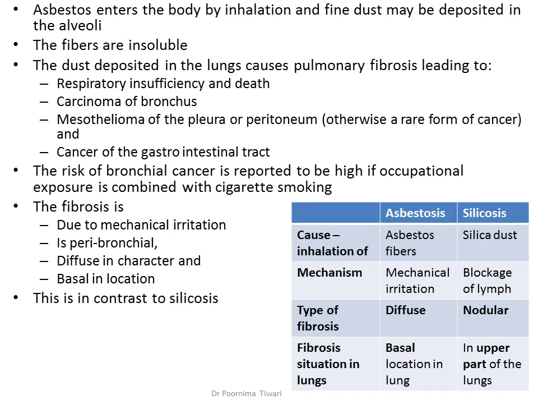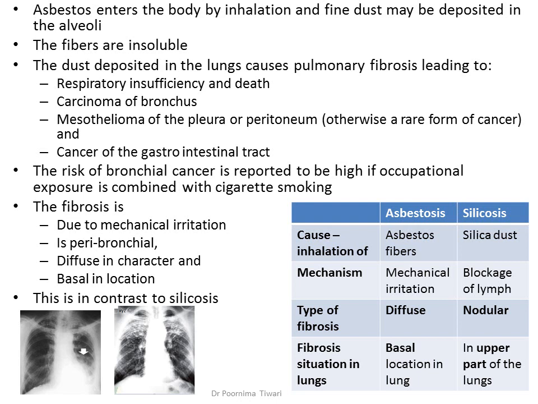You can see the table where asbestosis and silicosis are compared. The causes are asbestos exposure and silica respectively. The reason for fibrosis is mechanical irritation in asbestosis and lymph blockage by loaded macrophages in silicosis. The type of fibrosis is diffuse in asbestosis and nodular in silicosis. The location in the lung is basal in asbestosis and upper parts in silicosis. You can remember the mnemonic: silica goes against gravity, whereas asbestosis remains basal, towards the earth.